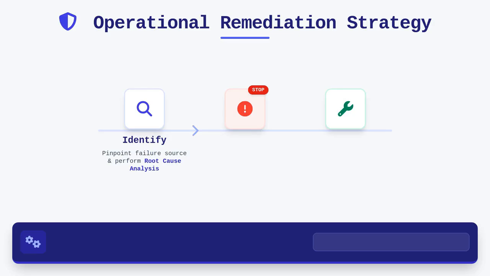Once you have identified the source of a failure, the operational mandate is to perform a root cause analysis and then remediate the business process. Many developers mistakenly believe that simply clicking retry is a sufficient operational strategy, but this ignores the underlying data issues that often cause failures. Before triggering a rerun, you must inspect the input payloads to determine if a specific data format change or a missing value caused the system to crash.